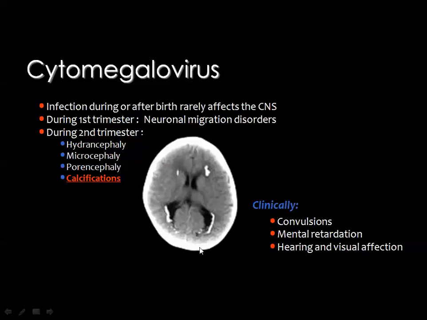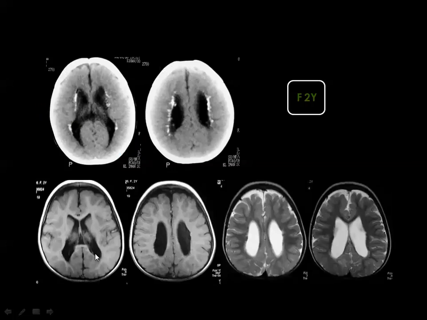And this is a case of cytomegalovirus infection with CT scan showing evident periventricular subependymal calcium. It's worth knowing that calcium of congenital intracranial infection is not usually seen by MRI. And this is an example.